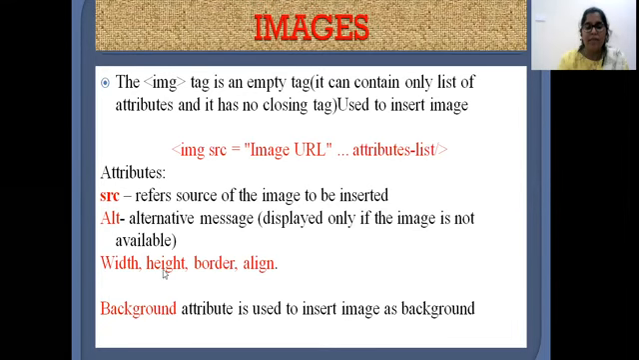And the next ones are width and height. Obviously width and height will be deciding the height and width of the images, and we can also give a border with the help of the border attribute, and we can align the image either to the left or to the right or to the center with the help of the align attribute.